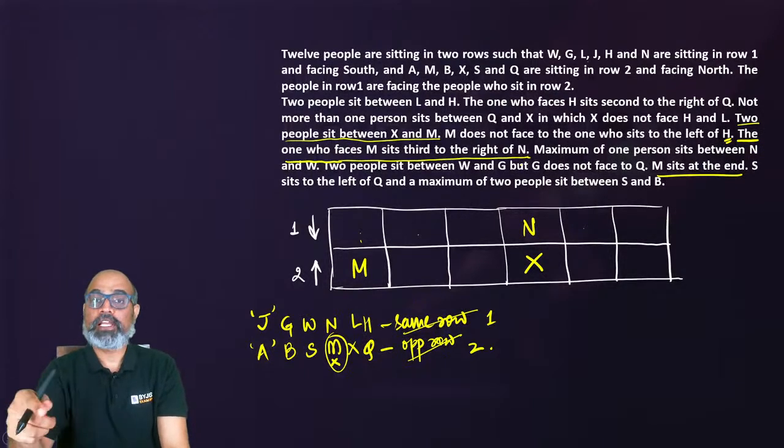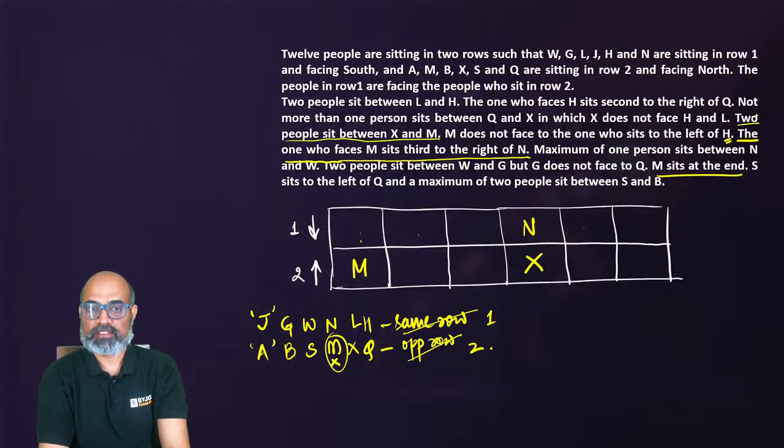Now we have two letters that have come up, N and X. We will start with one of those two. Do we have any statement that includes X? Okay, not more than one person sits between Q and X, in which X does not face H and L. So we have no idea where H and L are facing, so we don't know where to put Q. And are they consecutive, or is there a gap of one person? Because it says not more than one person, right? We do not have any other statement that talks about X. So let's search for N.